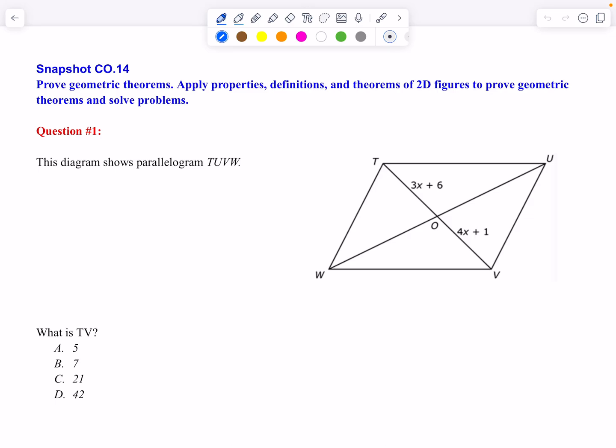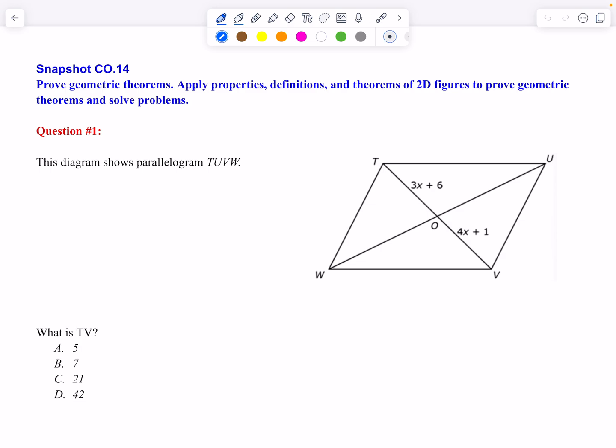In this video, we're going to review snapshot C-CO.14. This is where we want to prove geometric theorems, apply properties, definitions, and theorems of 2D figures to prove geometric theorems and solve problems. And make sure my volume's up. All right, so for question number 1, it says this diagram shows parallelogram TUVW.